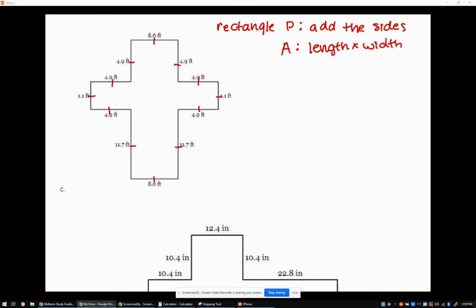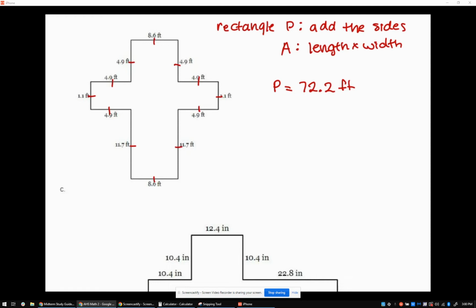Let me pull that off of the answer key for us here. I'm not going to write it all out. You know what I'm talking about, just adding all of those sides together. So we get a perimeter of 72.2 feet. Don't forget your units.